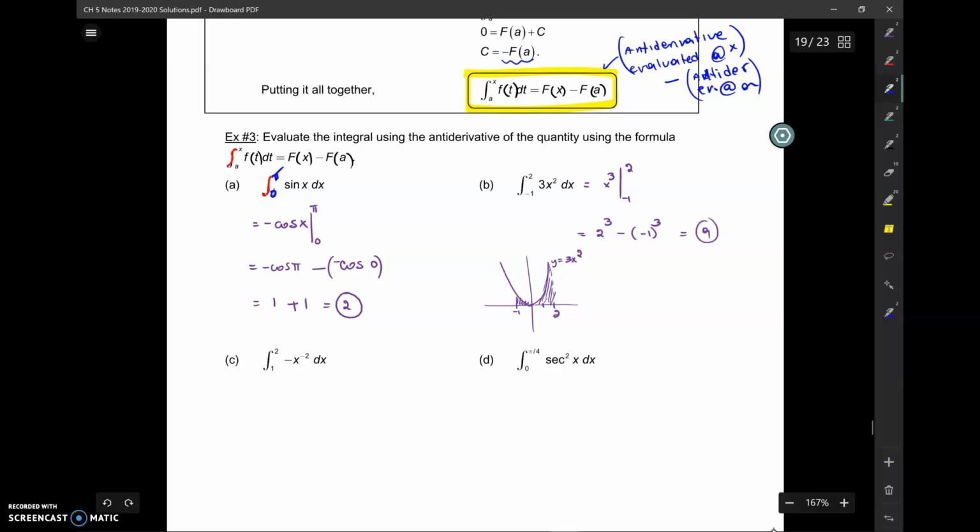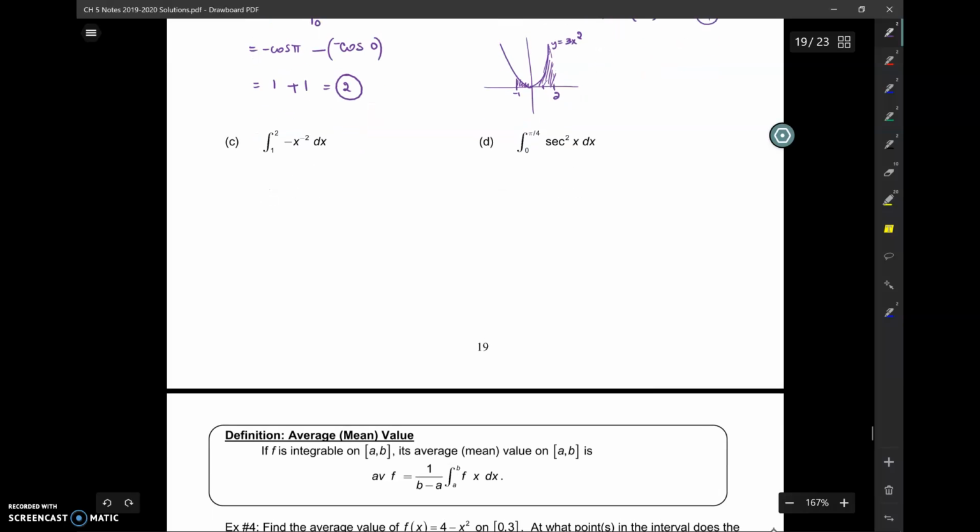All right. This one, okay, so this is negative x to the negative 1 over minus 1. So that is, and it's gonna go from 1 to 2. So that is 1 over x from 1 to 2, 1/2 minus 1, negative 1/2. Okay?